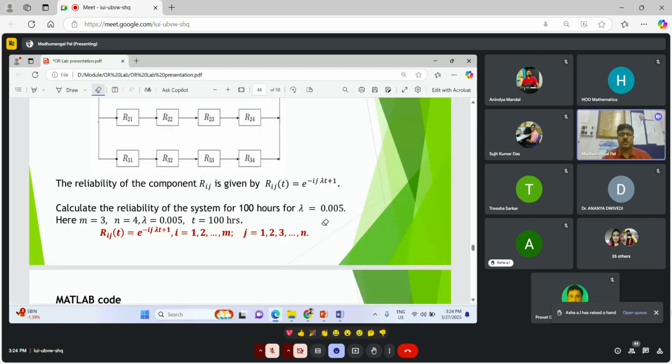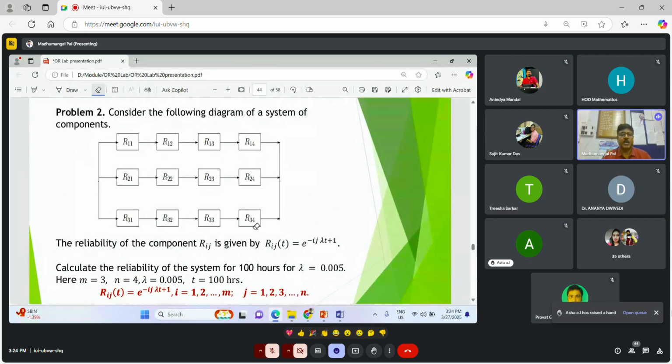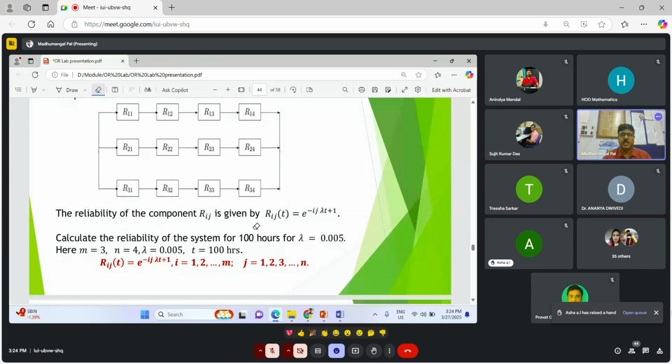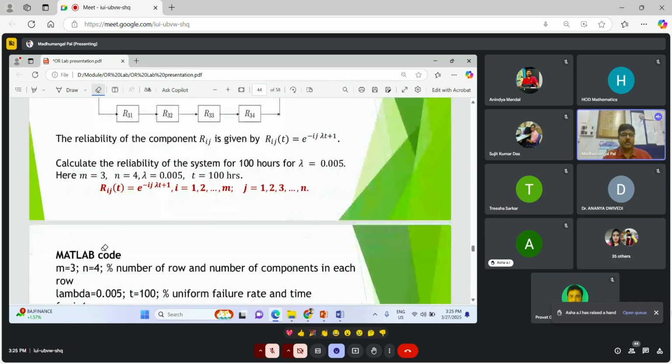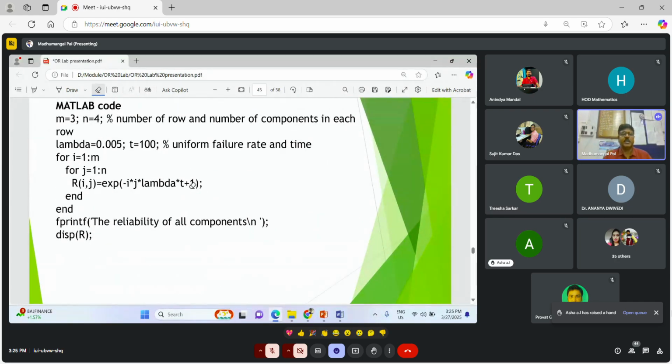Here time is 100 hours, as mentioned in the problem. We have to calculate the reliability of this system for 100 hours, and the failure rate of all the components is 0.005. Here we assume that the failure rate of all components in the system is equal to 0.005. In the general case, these parameters are different, so the failure rate for different components may be different. Using this formula Rij, we can calculate the reliability of each component and of the entire system. How can we calculate the reliability of the entire system?